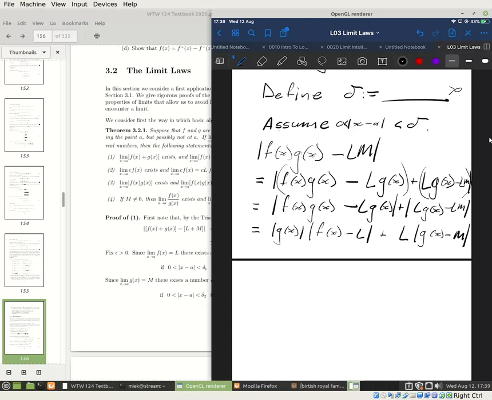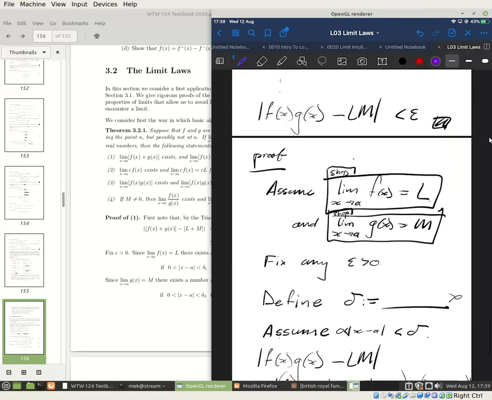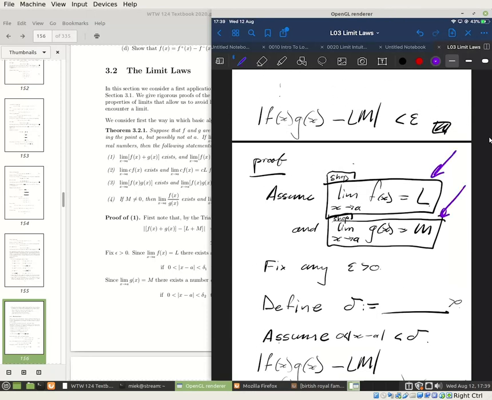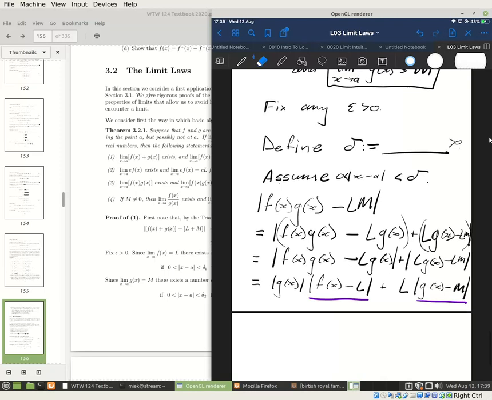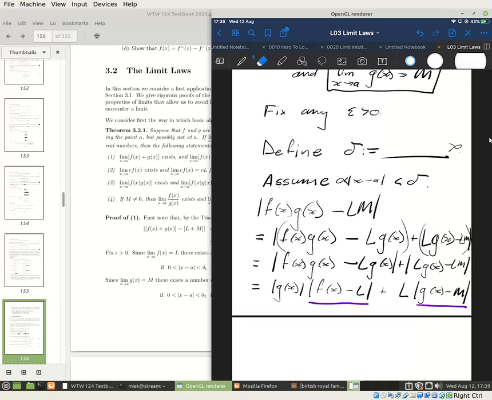And now you see here, over here we have something that we can control, and over here we have something that we can control. These expressions occur in the definition of these limits that we are assuming exist. So if we call this again shop A and shop B, we can get deltas which work for these expressions.